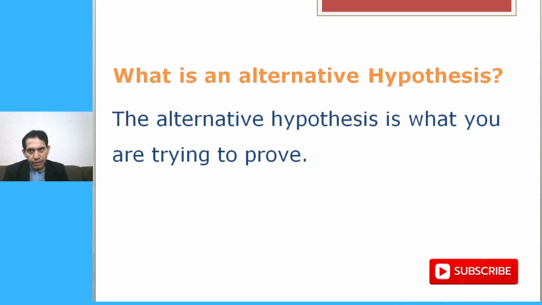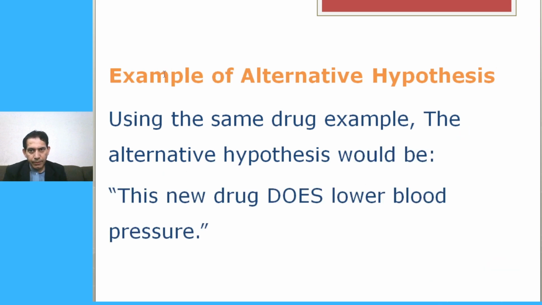Okay, now coming towards the alternative hypothesis. The alternative hypothesis is what you are trying to prove. For example, using the same drug example, the alternative hypothesis would be the new drug does lower blood pressure.